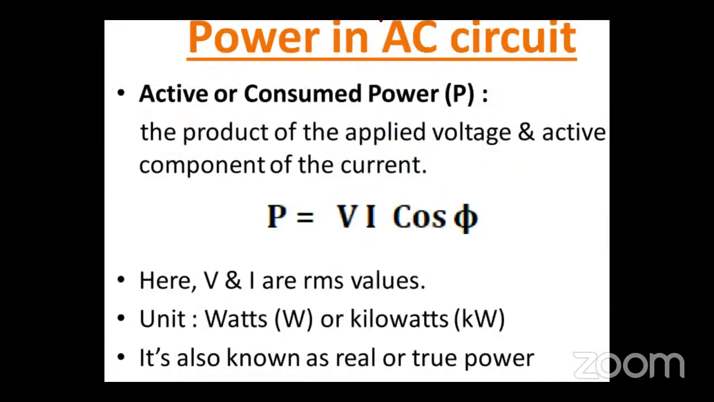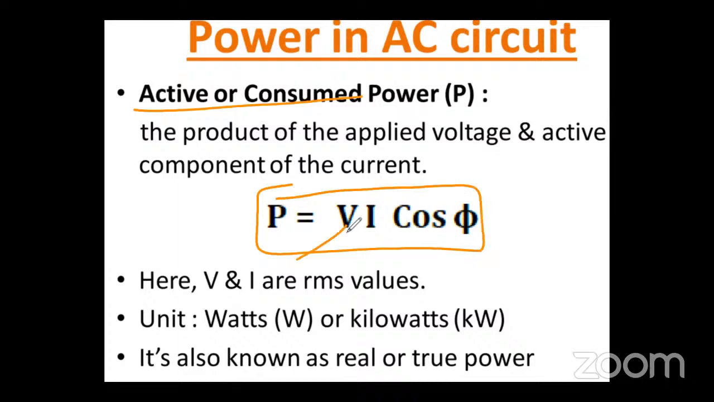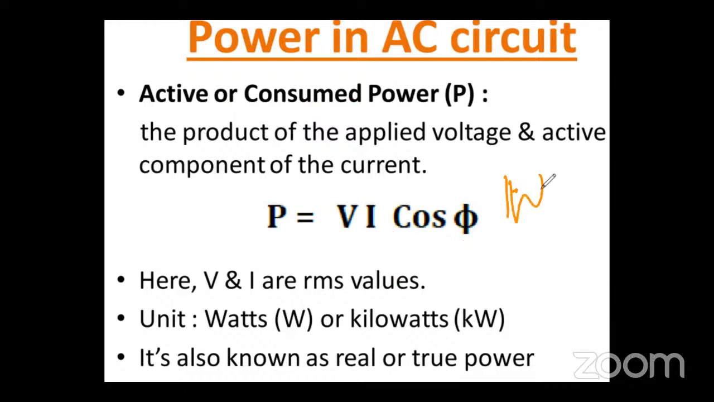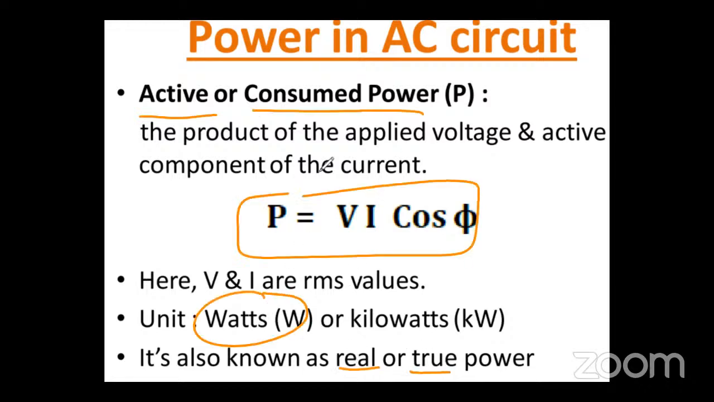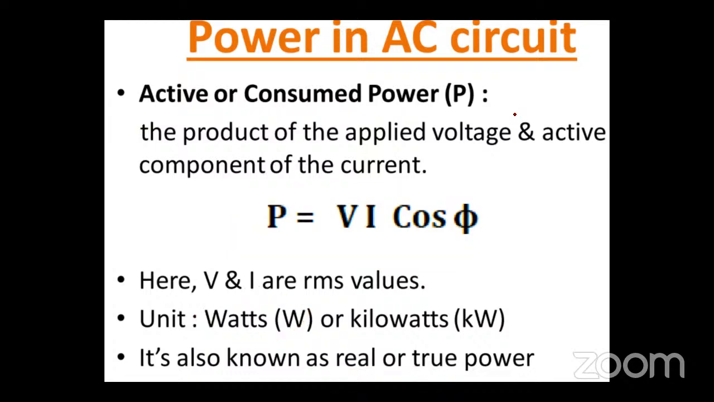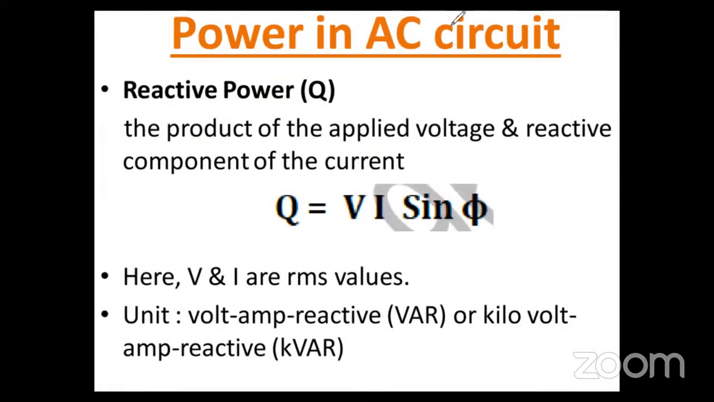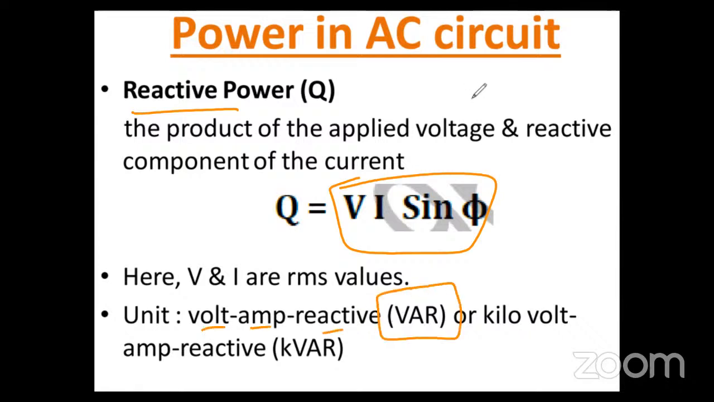We saw in the last lecture what is a power. Active power is VI cos phi. V is the RMS value of voltage, I is the RMS value of current, and I cos phi is the active component of the current. It is measured in watt. If the value is too large, then we use kilowatt. So active power, consumed power, true power, real power. Watt is the unit, and P is equal to VI cos phi. These are the formulas. Then for the reactive power, capital Q, it's VI sin phi. And the unit is VAR, that is volt ampere reactive.